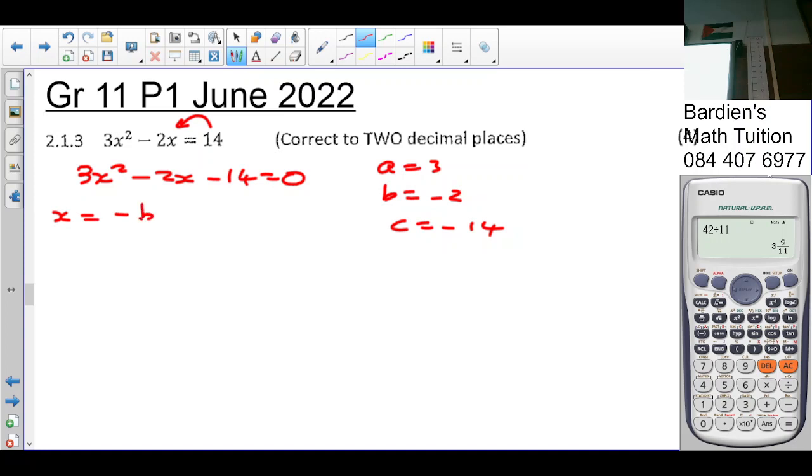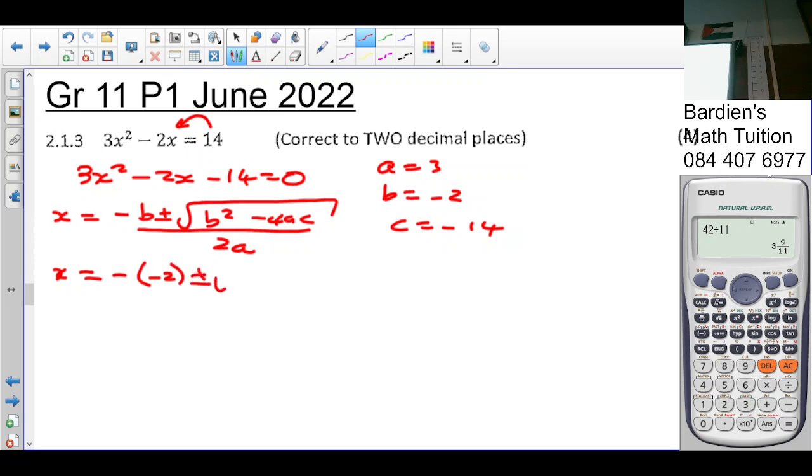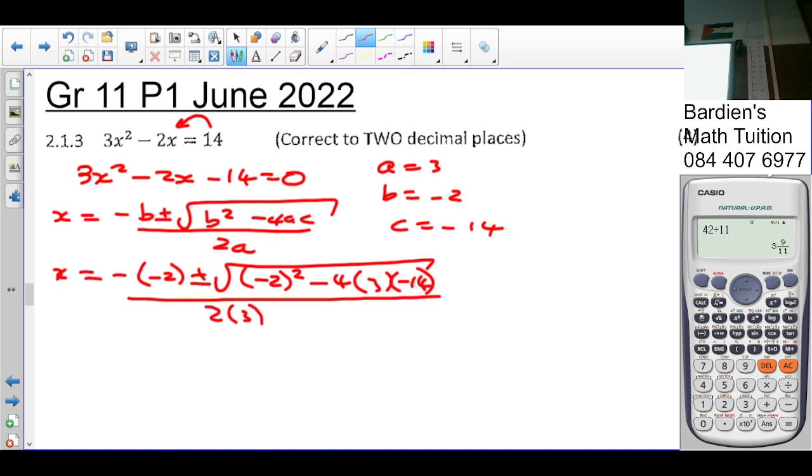x is equal to minus b plus or minus the square root of b squared minus 4ac, over 2a. You don't have to write this formula down. However, the substitution needs to be shown, which is a step I'm currently busy with. Negative 2 squared minus 4 times 3 times negative 14, over 2a. Punch that in the calculator.